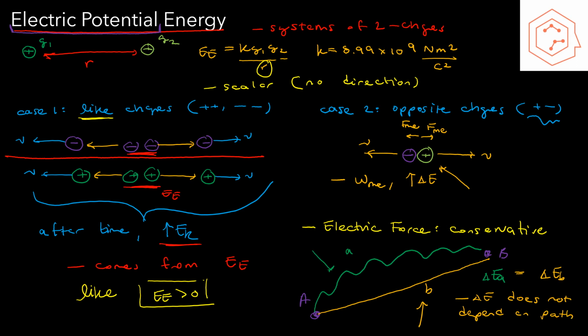So all we have to do is delta E is equal to the energy. I'll write this in a different color to make it more clear. Delta E is going to be the energy at the final state, which is B, minus the energy at the initial state, which is A.